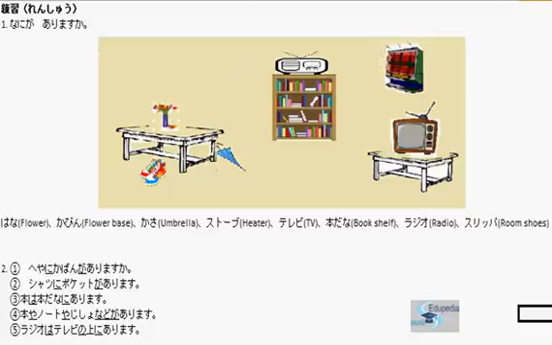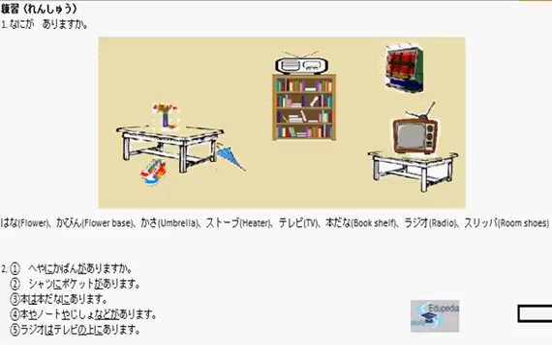The first one is hana ga arimasu or hana wa arimasu, kabin ga arimasu or kabin wa arimasu, kasa ga arimasu or kasa wa arimasu, stove ga arimasu or stove wa arimasu, terebi ga arimasu, terebi wa arimasu, hondana ga arimasu, hondana wa arimasu, radio ga arimasu, radio wa arimasu, surippa ga arimasu, surippa wa arimasu. So these are the two ways of answering this question.